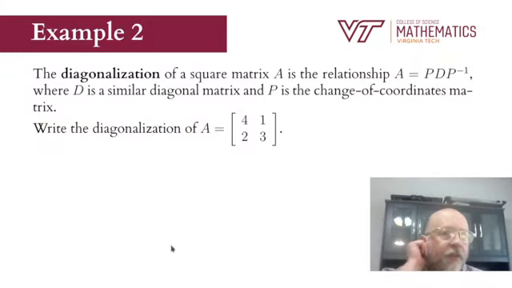So the diagonalization of a square matrix is the relationship A equals PDP inverse, where D is a similar diagonal matrix and P is the change of coordinates matrix. Write the diagonalization of this matrix.